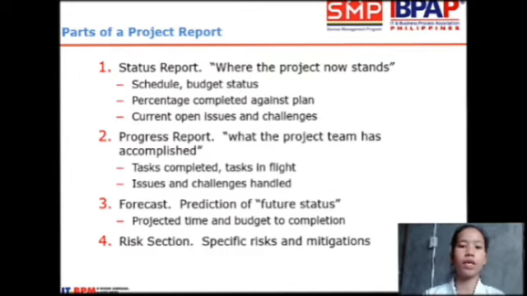Next, number three, we have the forecast, prediction of future status, projected time and budget to completion. Predictability, where a result is predicted to be consistently observed, and uncertainty, which is the level of probable variation from the expected result, are both important factors in forecasting.